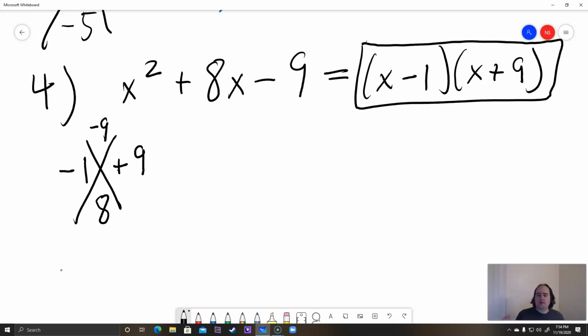Or the order can be switched around. You could have x plus 9 times x minus 1. That's equally correct.